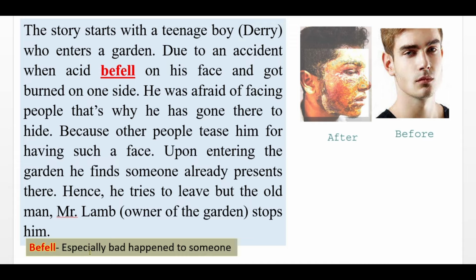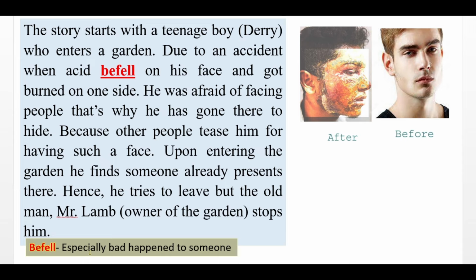So basically, the intention of Mr. Derry going to the garden of Mr. Lamb was just to hide himself from the crowd, because he is always afraid, not only afraid, but also feeling a kind of shyness to disclose his face to the people, because he is diffident. He's not that confident about his face, because other people tease him for having such a face.